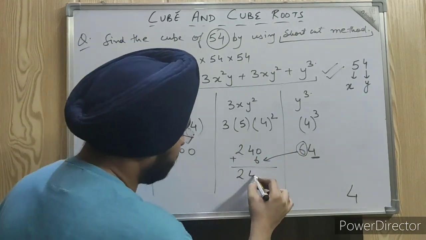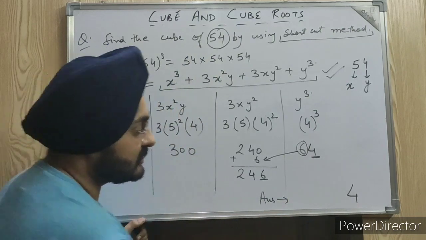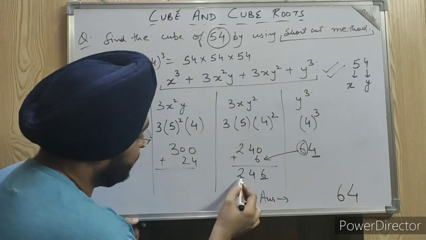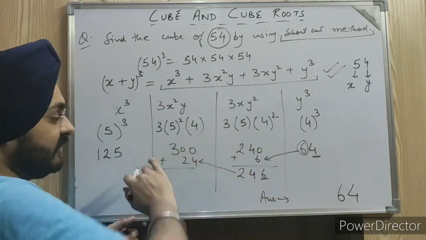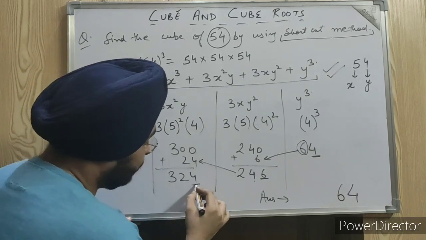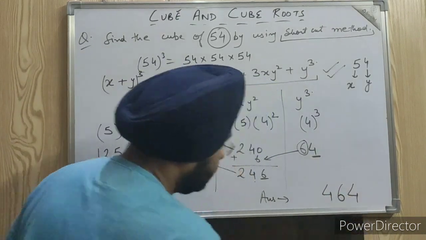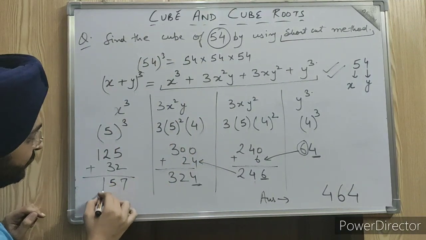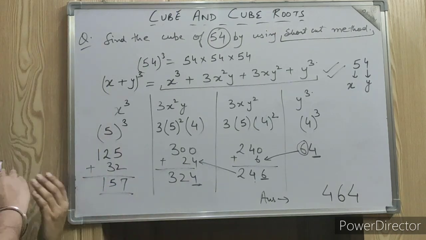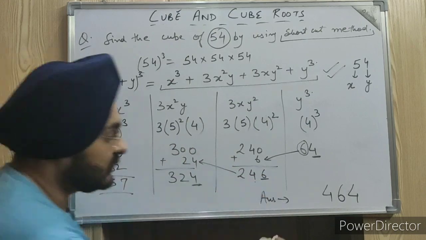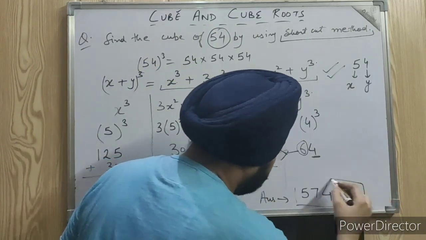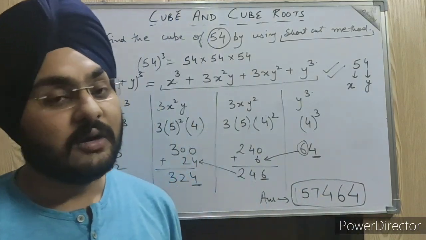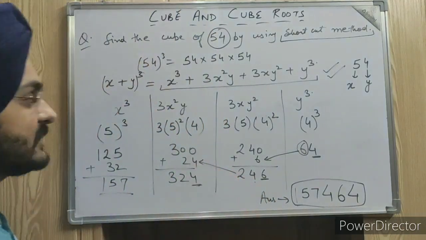So that will be left with 246. Just remove again the 6 right here. We are left with 24. Take this 24 and get added to the previous number. So we'll be left with 324. Just again remove this 4. We are left with 32. Take this 32 and add to the previous number. So we are left with 157. Now nothing is previous, so I'll be writing just the number now. 157. So if we find the cube of 54, you will be getting it as 157,464 here.